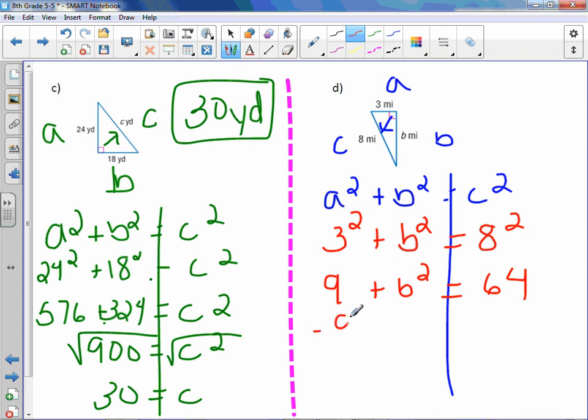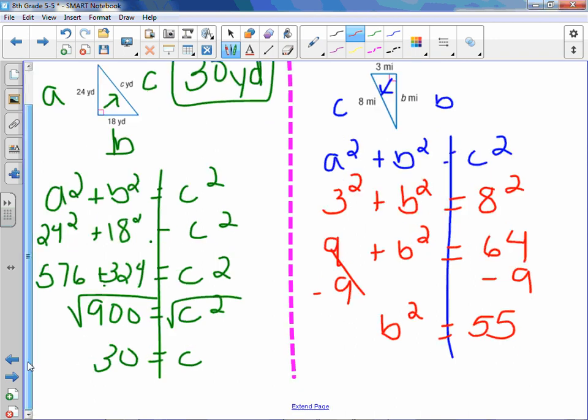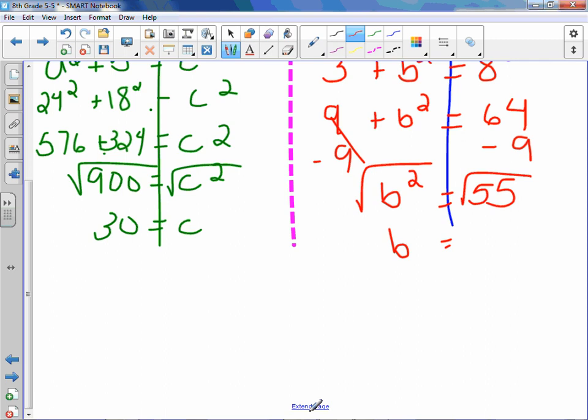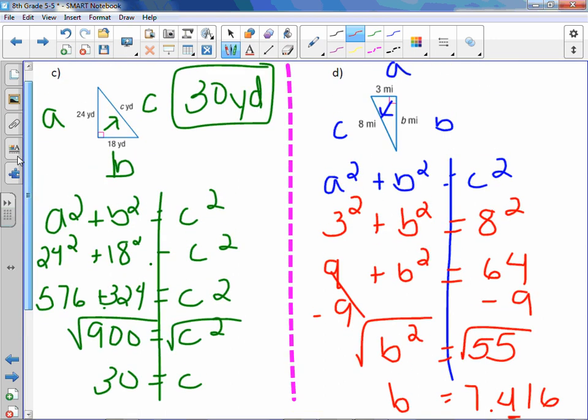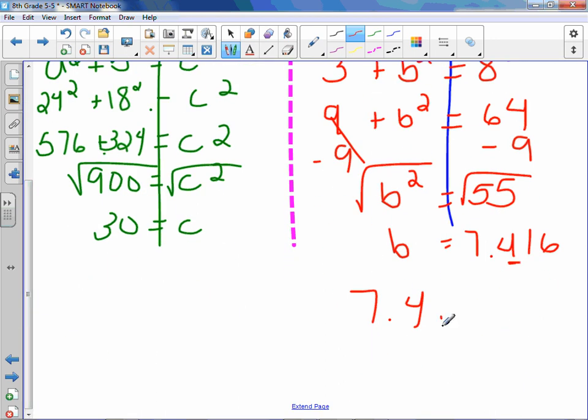Subtract 9 from both sides. B squared equals 55. To get b by itself, we square root both sides. And we get 7.416. Rounding to the nearest tenth, 7.4. And our unit of measure is miles.